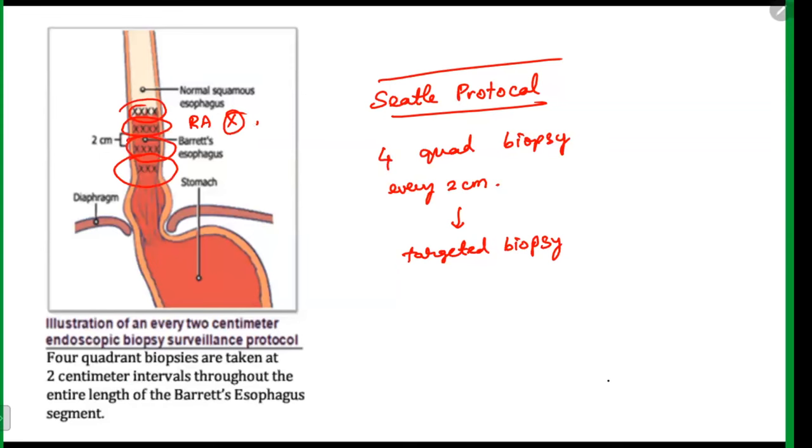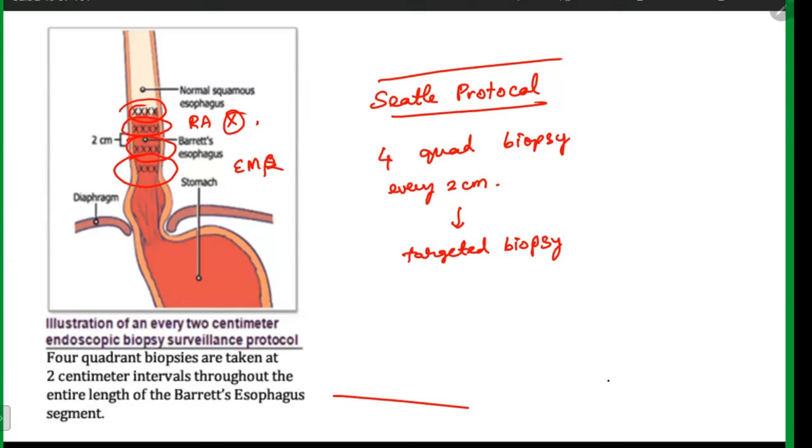Apart from it, you have endoscopic mucosal resection. So you also go for endoscopic mucosal resection. Endoscopic mucosal resection is also done. So this you need to remember.